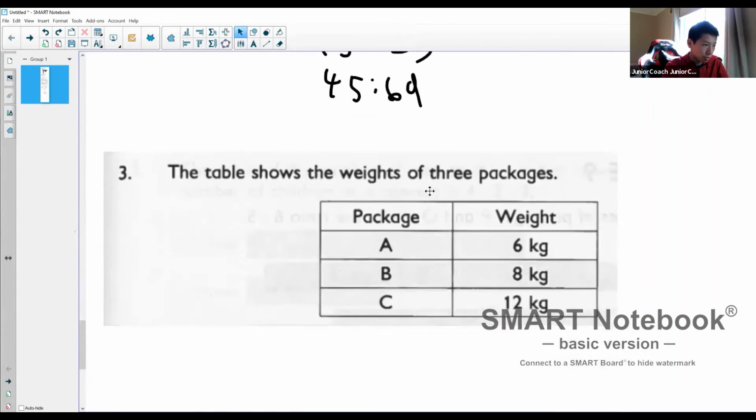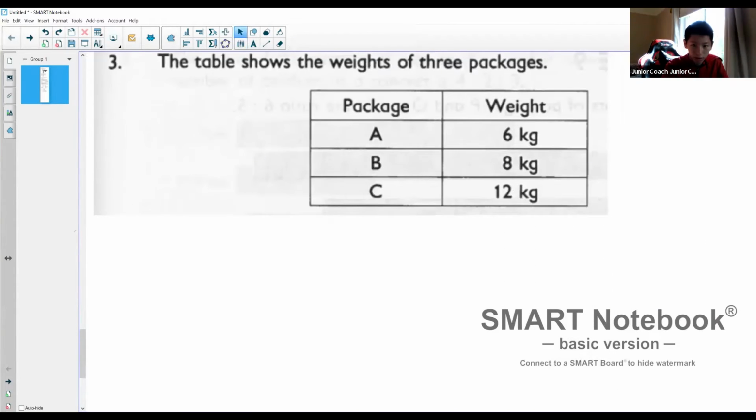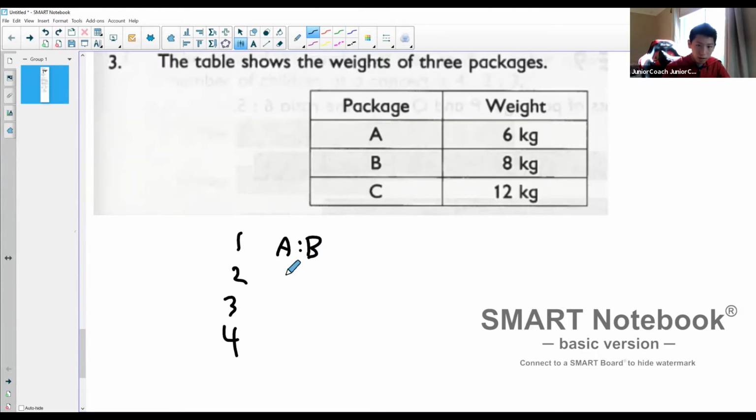Now we are going to do some more ratios because I think I have a little bit more trouble on this. I want you to give me 4 answers. I want you to give me answers 1, 2, 3, and 4. Now, what are these answers? 1 is A to B, 2 is A to C, 3 is B to C, and I want you to give me A to B to C. Now, this isn't as easy as it looks because remember, I want this in simplest form.